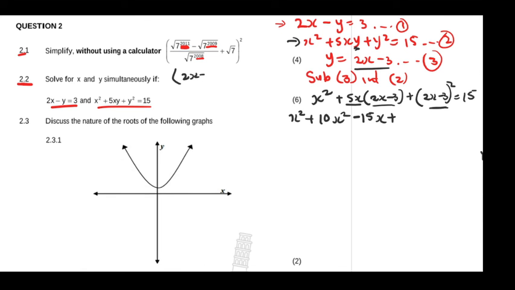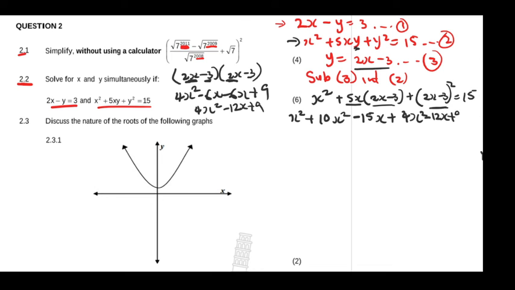So it's 2x minus 3, 2x minus 3. This multiplied by this, it's 4x squared. And then 2x multiplied by this minus 3, it's minus 6x. The same here, it's minus 6x, and then plus 9. So it's 4x squared minus 12x plus 9. So I'm just going to write 4x squared minus 12x plus 9 equals to 15, right?